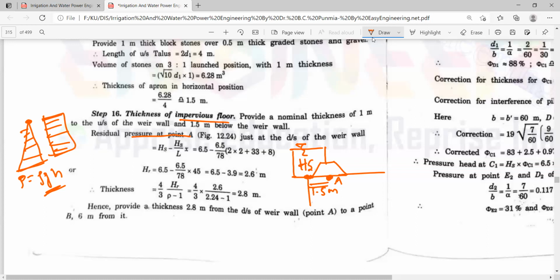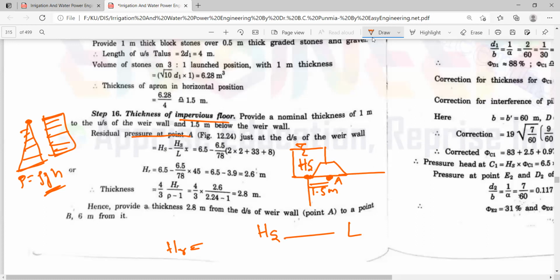So for that, what we need to do is calculate the loss of head. The residual head will be found from the linear interpolation technique. Let us suppose the head available, that is the upstream side pressure head, is Hs, then the total creep length will be L. I want to calculate creep length from this data.